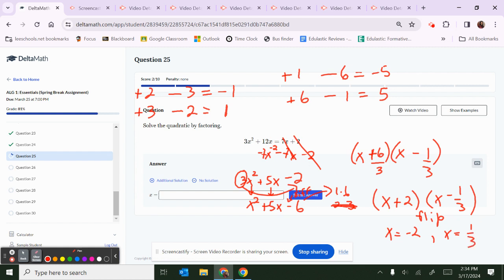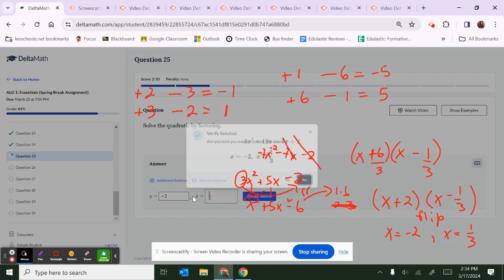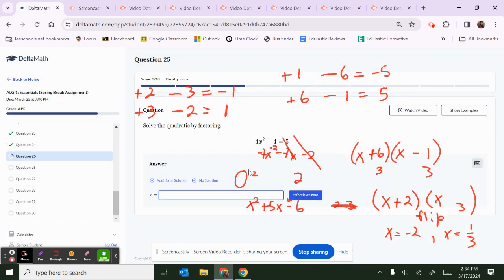When you're flipping the signs, guys, what you're technically saying is this: x plus 2 is equal to 0, and x minus 1/3 is equal to 0. To move this to the other side, you subtract 2 from both sides, so x is -2. Then you add 1/3 to both sides, it cancels, so x is 1/3. So that's technically what you're doing to find those answers when you're flipping them. That's the actual mathematical thing you're doing. So again, -2 and 1/3. Bam.